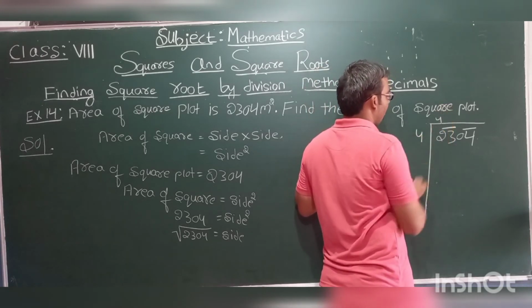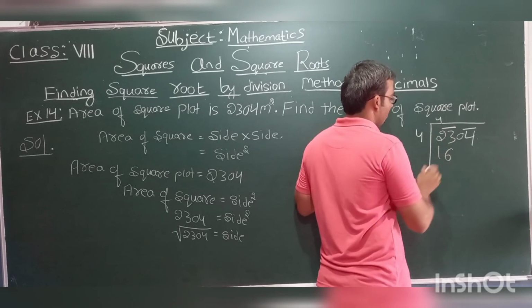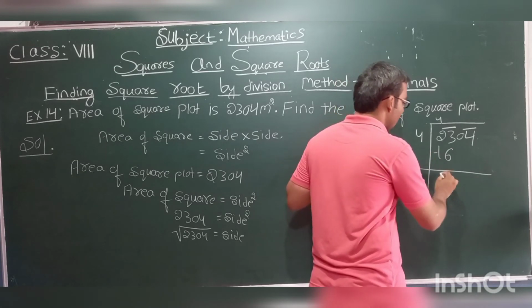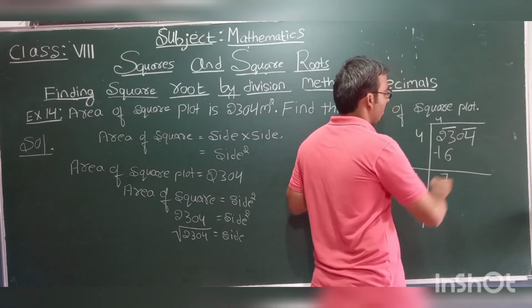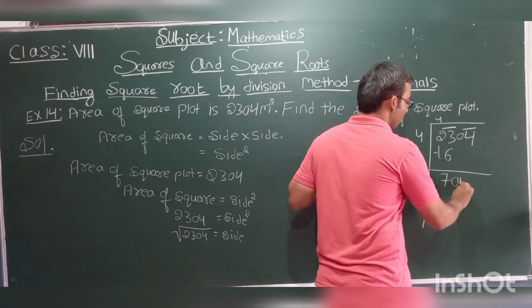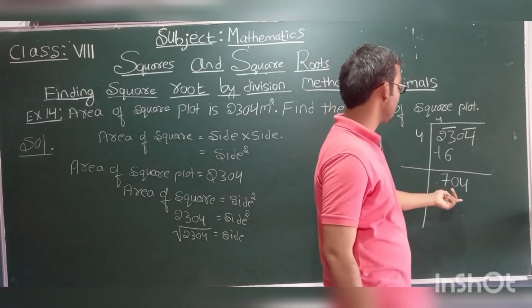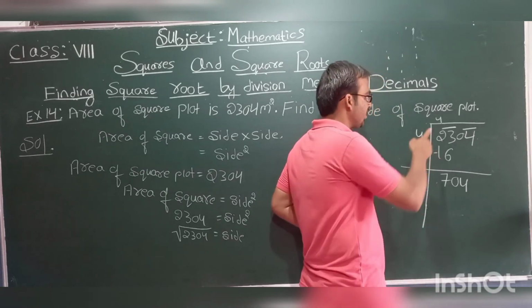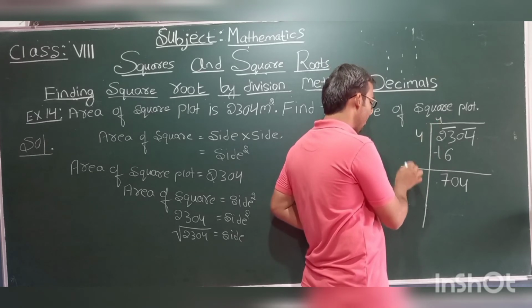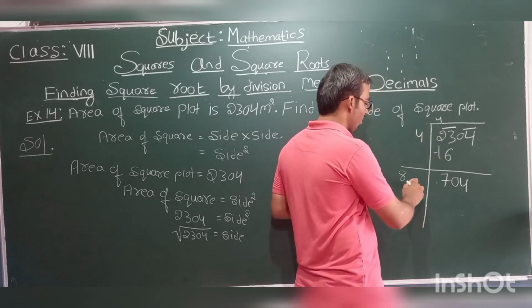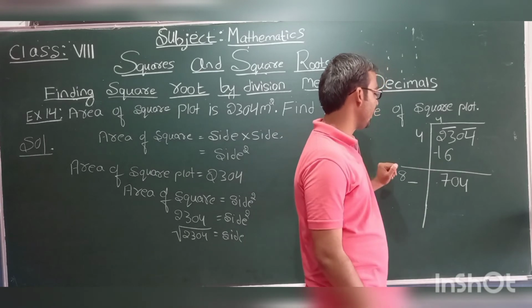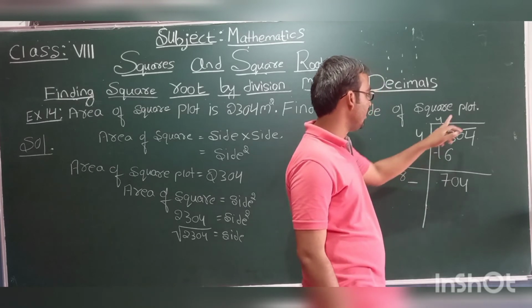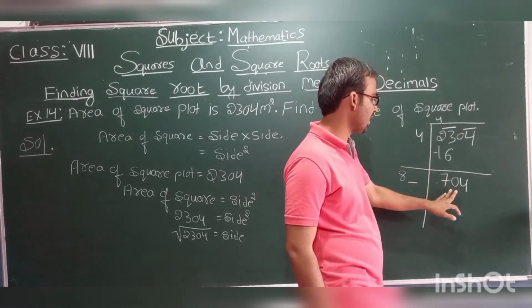4 4s are 16. Now 23 minus 16 is what? 7. Now bring this down: 0, 4. Now what have you got? 704. Now what is the next step? Double the quotient. Here 4 is the quotient, so when we double it, we get 8. Now we need to take a blank. We need to fill this blank with a number such that the product of this number and the new digit in the quotient is equal to or less than 704.